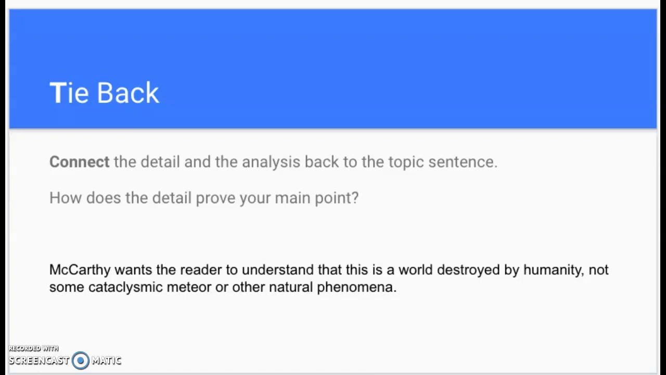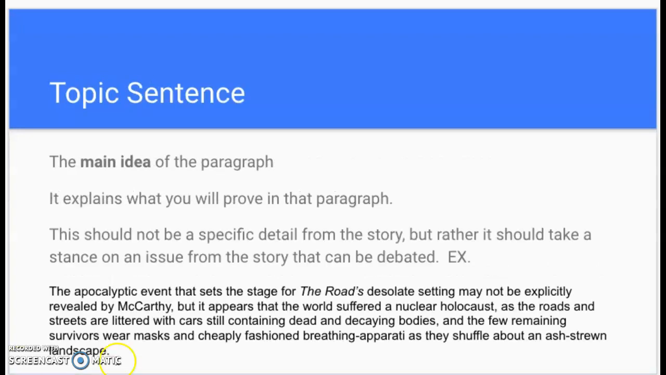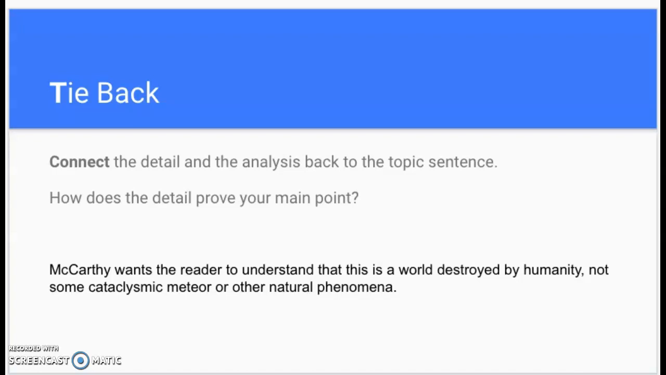And really quickly, I want to show you my topic sentence, where I talk about how the desolate setting of The Road is caused by a nuclear holocaust. You'll see that it creates a circular arrangement with my tieback sentence. My tieback sentence goes all the way back to my topic sentence, where I talk about how McCarthy wants us to understand as readers that it's man, or humankind, and its violent tendencies that caused the world's destruction.